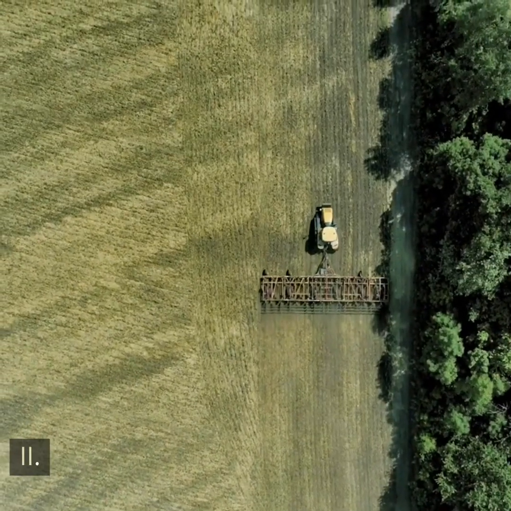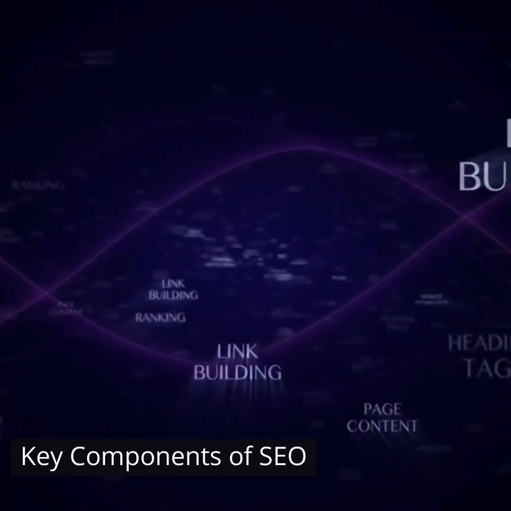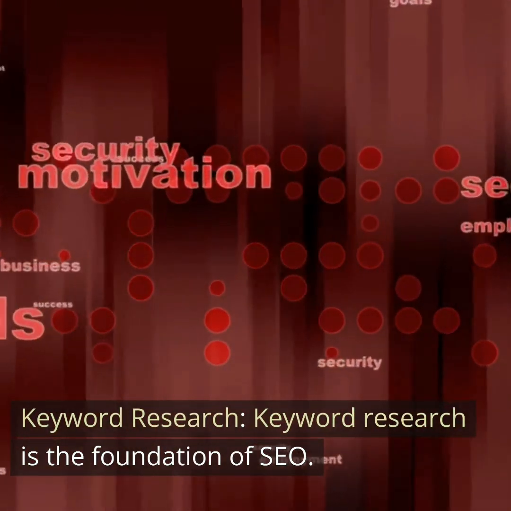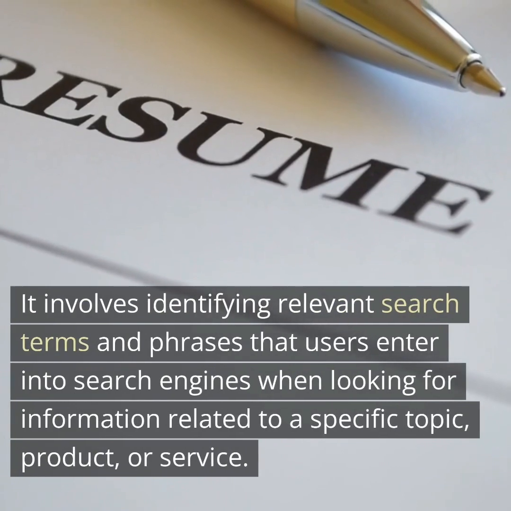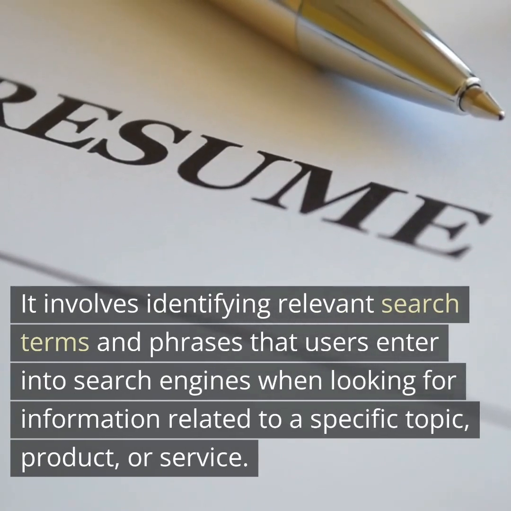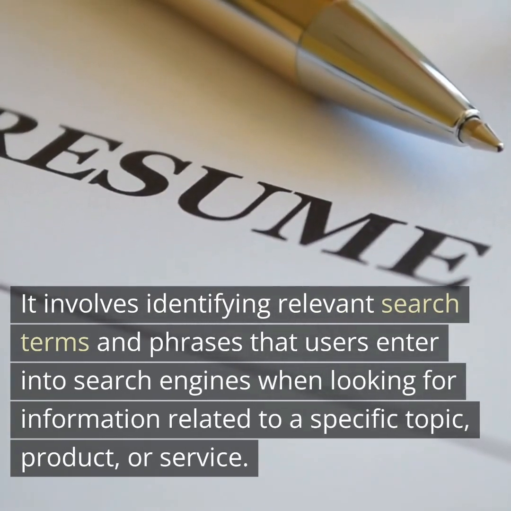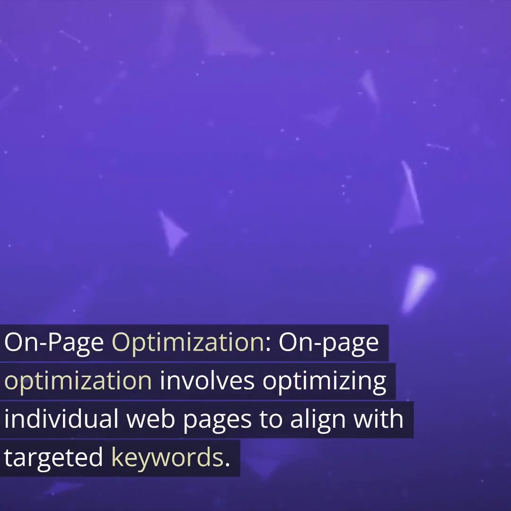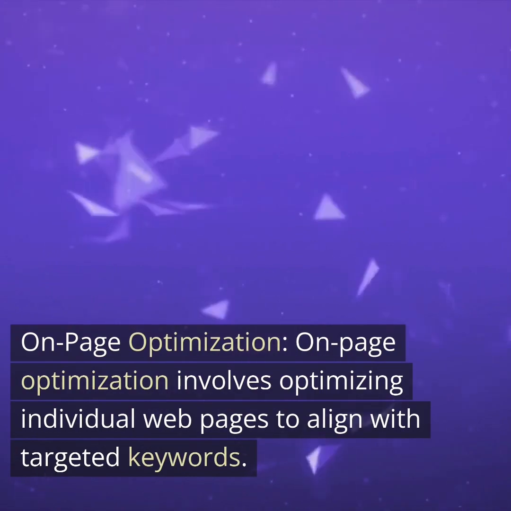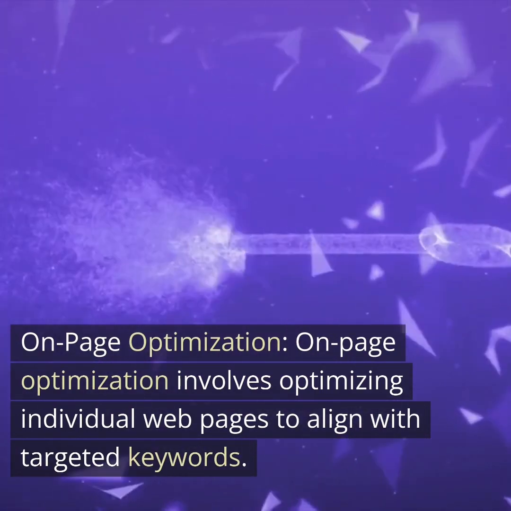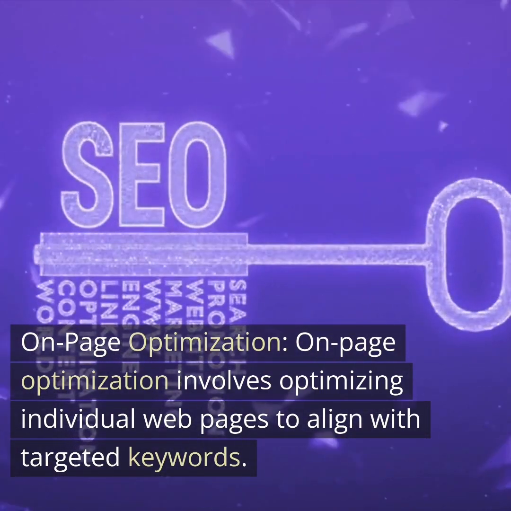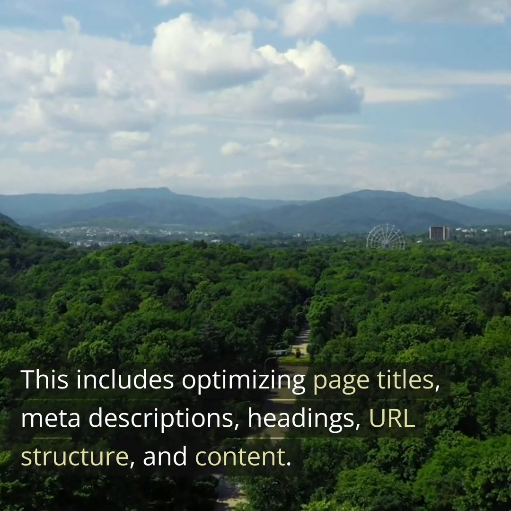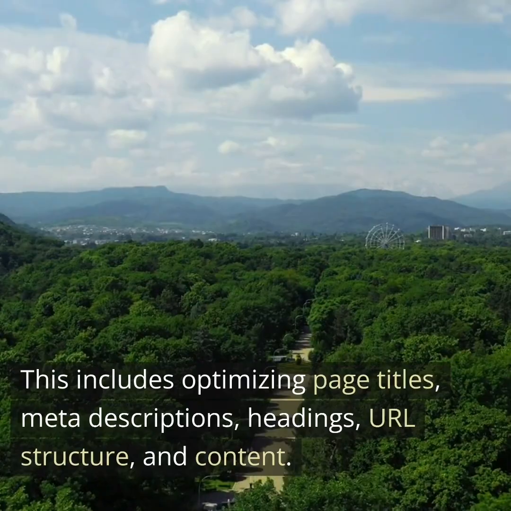2. Key components of SEO. Keyword research. Keyword research is the foundation of SEO. It involves identifying relevant search terms and phrases that users enter into search engines when looking for information related to a specific topic, product, or service. On-page optimization. On-page optimization involves optimizing individual web pages to align with targeted keywords. This includes optimizing page titles, meta descriptions, headings, URL structure, and content.